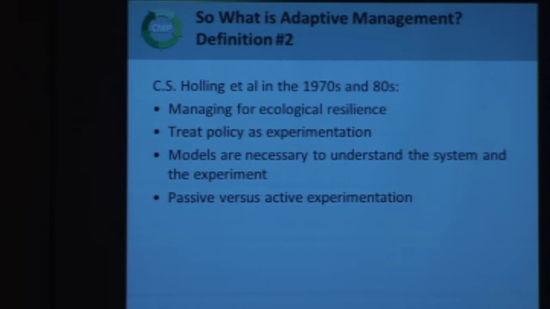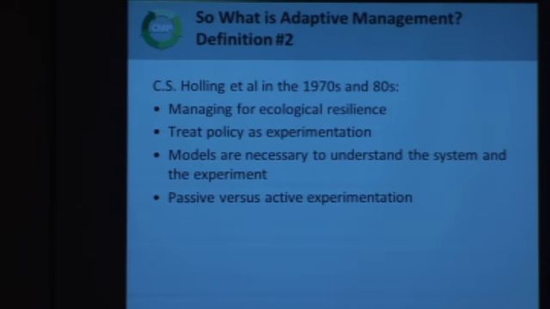And they were academic ecologists, and they were looking for ecological resilience in systems. They had this idea that you might want to treat your policies as experimentation, that you need models to understand the system and the experiment that's going on. And they talked about passive versus active experimentation, different forms of experiments. So it's pretty cool and pretty revolutionary stuff.